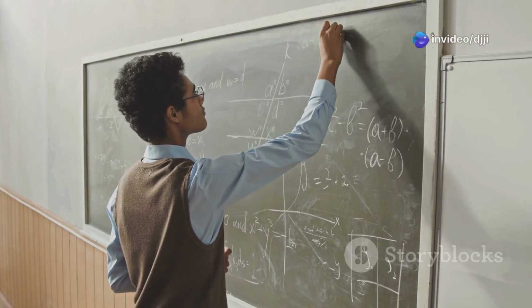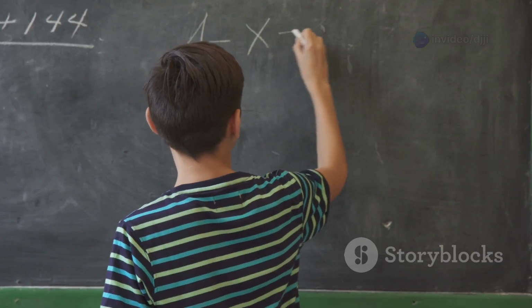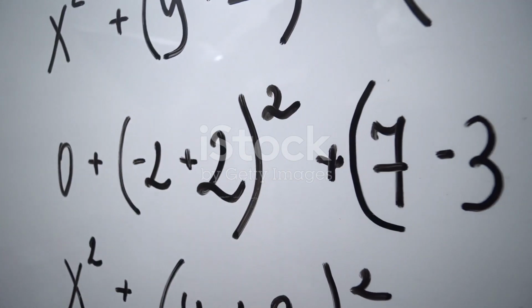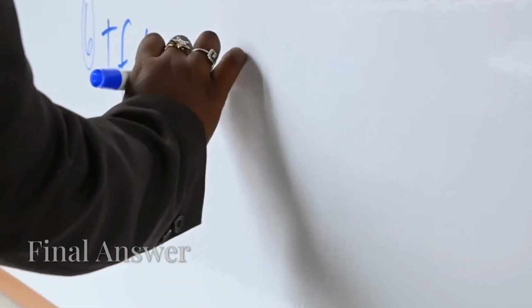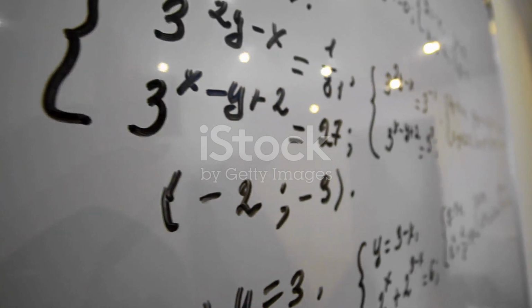Moving on to step 4, we need to solve each factor. Set each factor to 0, like this: x plus 3 equals 0, which means x equals negative 3, and 2x plus 1 equals 0, which simplifies to x equals negative 1/2. And there you have it. The final answer is x equals negative 3 or x equals negative 1/2.